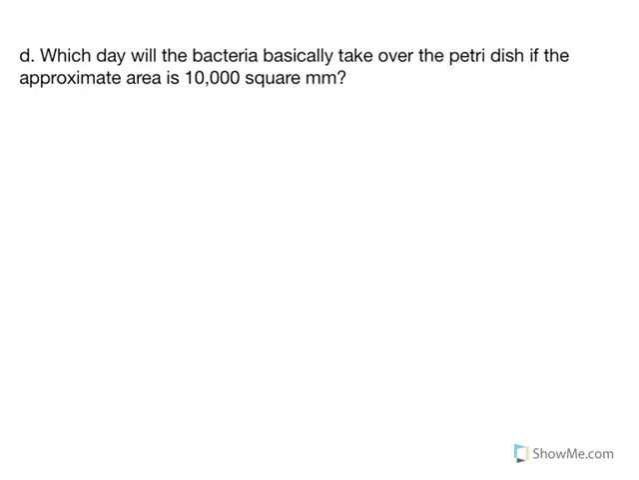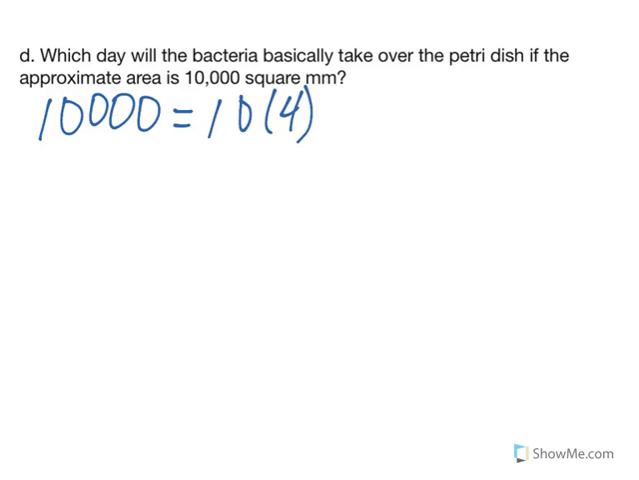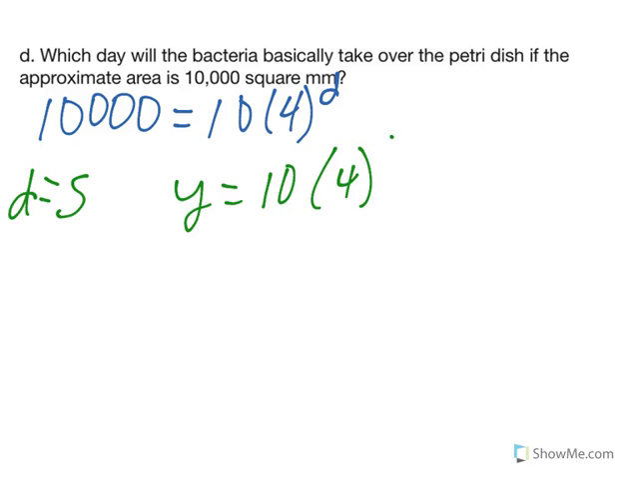Which day will the bacteria basically take over the petri dish if the approximate area is 10,000 square millimeters? So again, we want an answer close to 10,000. Now, we know that after 4, we have 2,560. So, I don't know. Let's check 5. Let's just see what happens if D is 5. So, y equals 10 times 4 raised to the 5th power. So 4 raised to the 5th power, order of operations, then I multiply by 10. I get a value of 10,240.